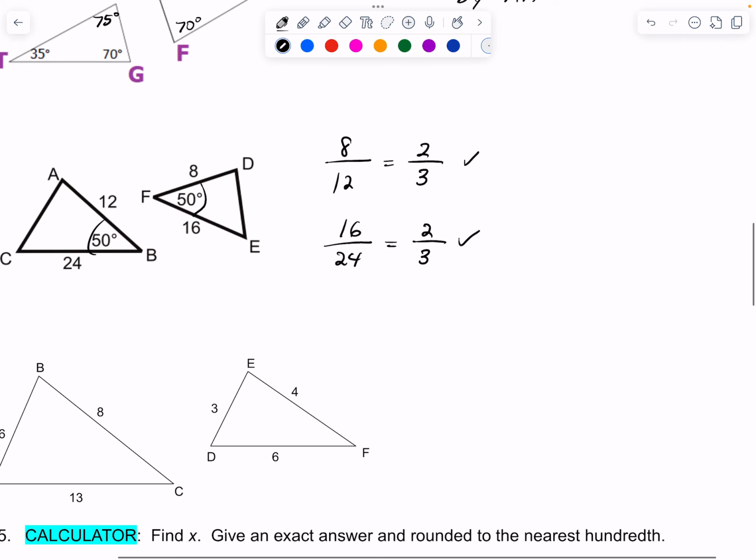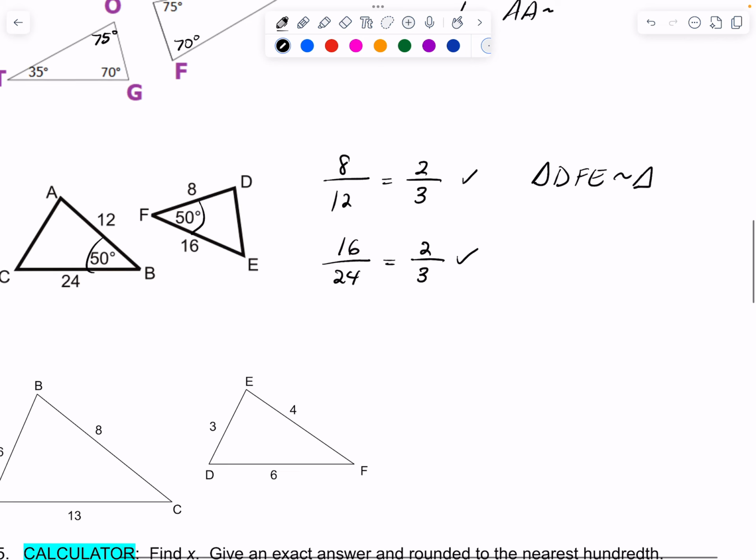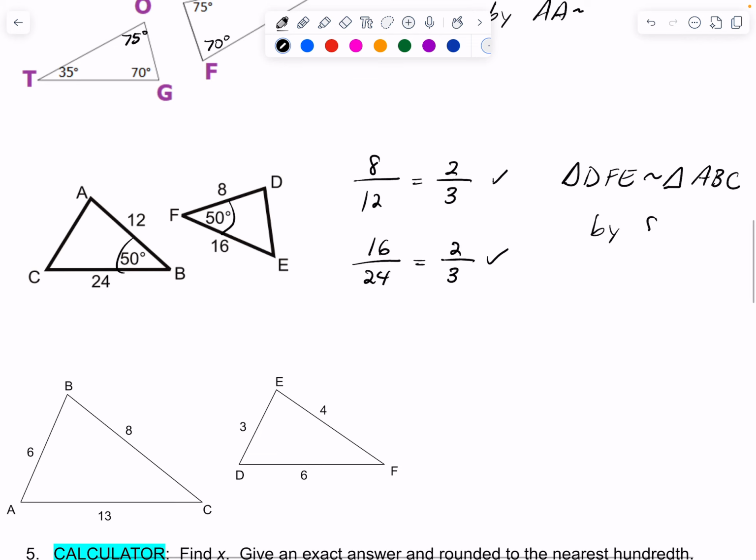So they do end up being the same. So I'm going to say triangle DFE is similar. So I went small side first for DF, and my angle F is in the middle, so angle B. So I got to go A, B, C. Should be good there. By side, angle, side similarity. Okay? All right.